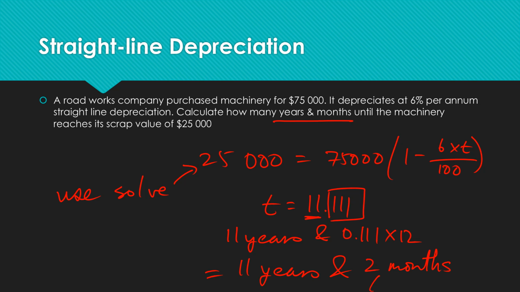Now, although on your calculator it might say 1.332 months, that's actually incorrect. You might be tempted to round it off to 1 month. However, if you round it off to 1 month, the machine won't actually reach that value while it's depreciating. It needs to be 2 months for it to reach that value. It won't reach it in 1 month. This is why you should answer it in 2 months.